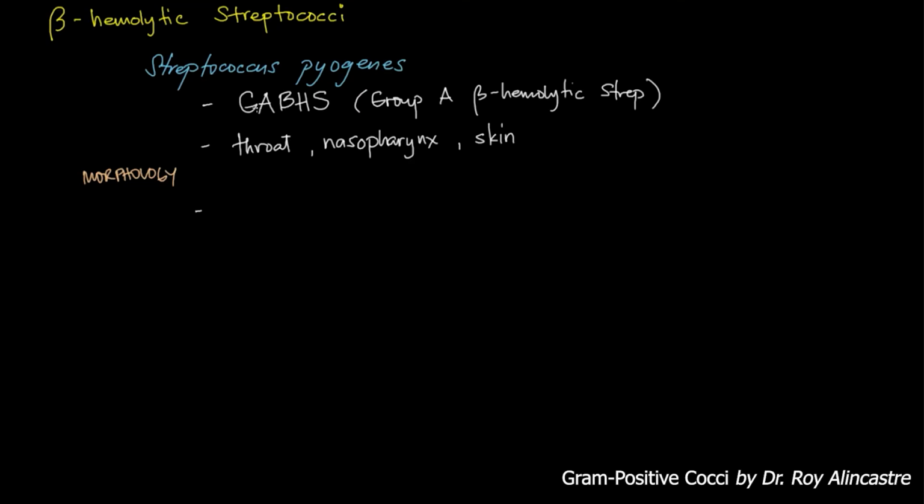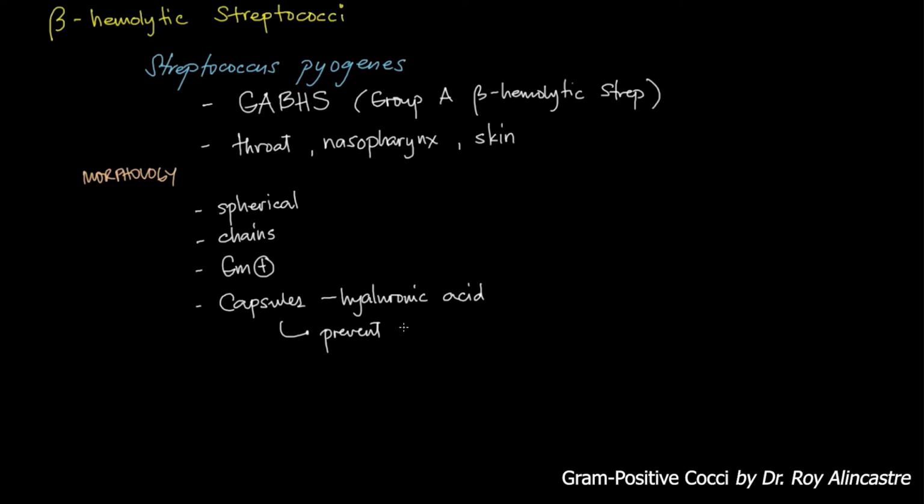Individual cocci are spherical or ovoid and arranged in chains. Again, these are gram positive, but they can lose their blueness as they age. Most strains produce capsules made of hyaluronic acid. You will notice these capsules in very young cultures. Now, what are the capsules for? Actually, they are believed to help prevent phagocytosis of the bacteria.